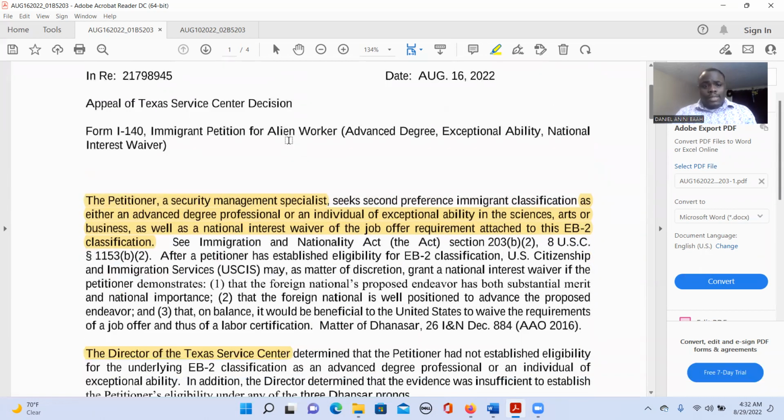So this is the petitioner. It says that the petitioner is a security management specialist seeking preference immigrant classification as either an advanced degree professional or an individual of exceptional ability in the sciences, arts, or business, okay? As well as a national interest waiver. So this person is also seeking a national interest waiver of the job offer requirement, okay?